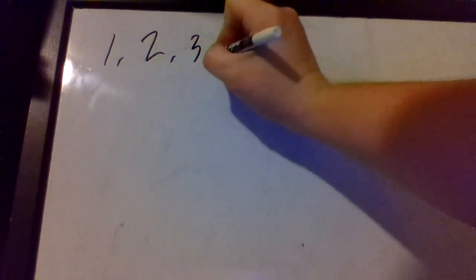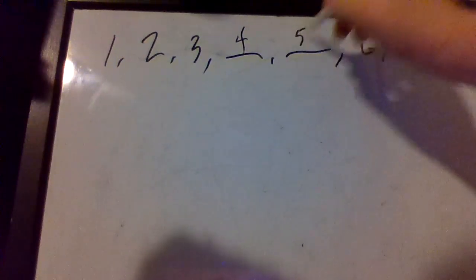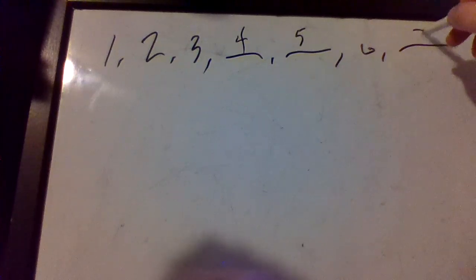Now, however, when you get up in school, sequences are going to become a little different. So let's do an easy one to begin with. 1, 2, 3, blank, blank, 6, blank. Alright, so what's going to go in the blanks? As you can see, they're counting by ones. 1, 2, 3, 4, 5, 6, 7.